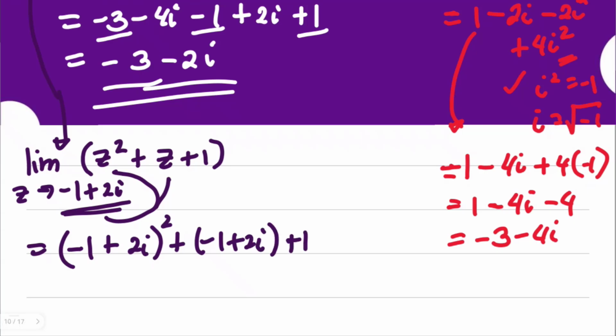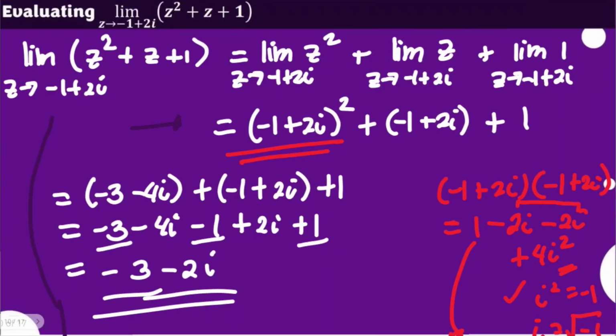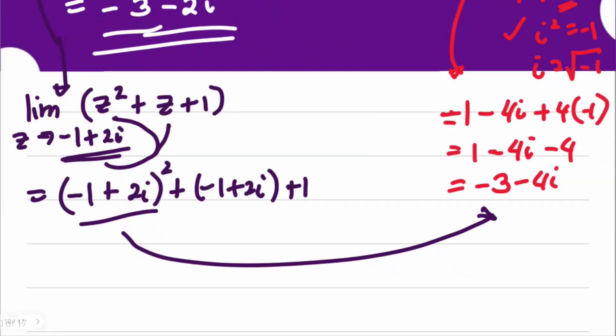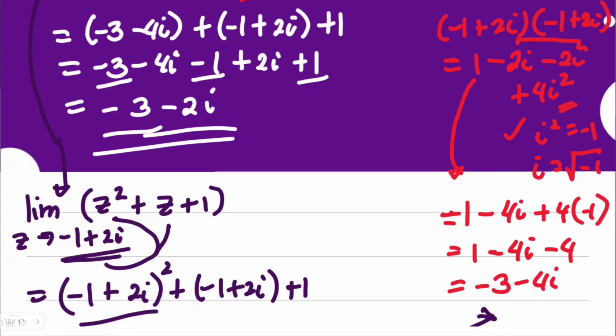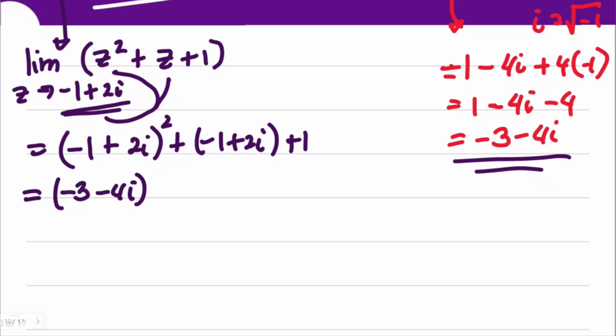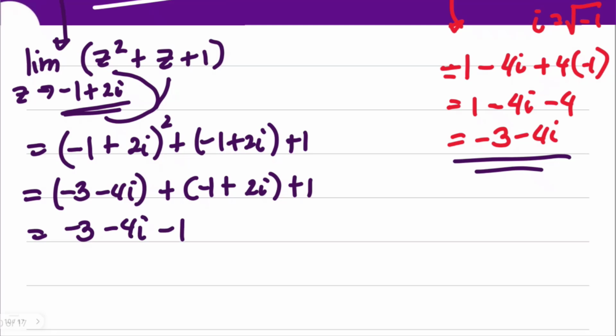As you can see, this is the same as the second step here, without even applying the limit theorems. Basically, all of this will yield the same result. So I would like to complete that again. You have negative 3 minus 4i plus negative 1 plus 2i plus 1, negative 3 minus 4i minus 1 plus 2i plus 1. Again, it's just negative 3 minus 2i as well.